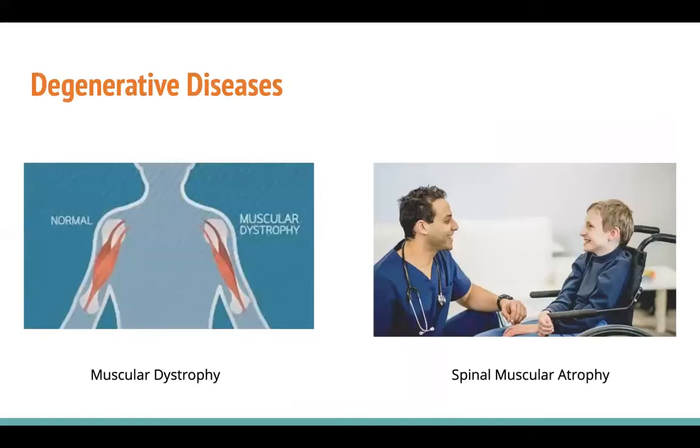Degenerative diseases are composed of various diseases that affect motor development. Examples include muscular dystrophy and spinal muscular atrophy.